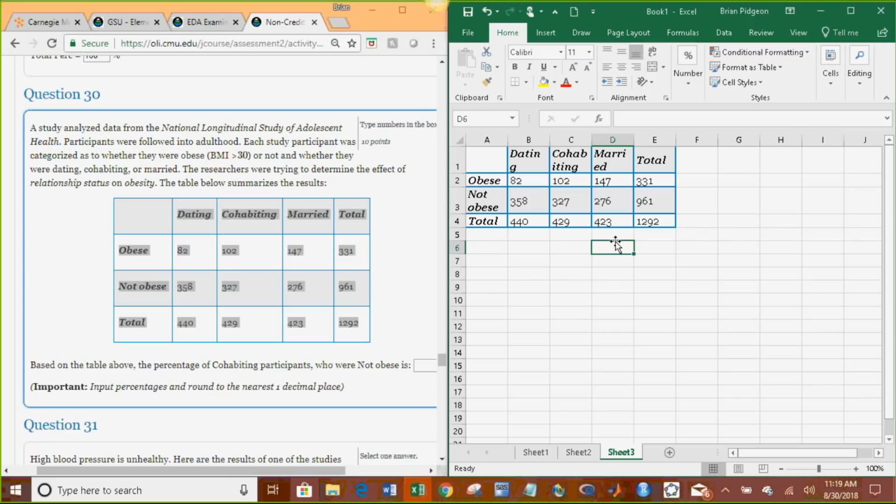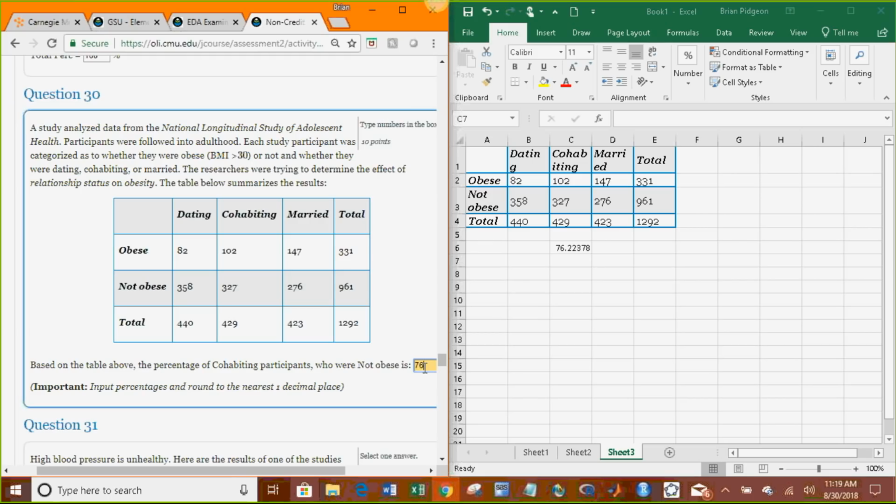So this tells us that we're only looking at cohabitating participants, just this middle column. And we want to know what percentage are not obese given that they are cohabitating. So that's going to be 327 who are cohabitating and not obese, divided by the total, times 100. Rounded to 1 decimal place, that's 76.2.